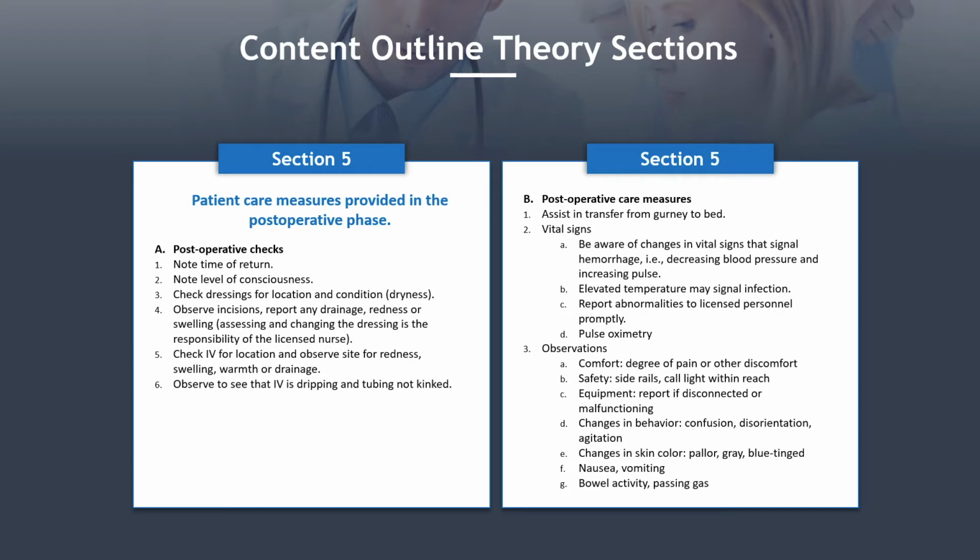Observations. Comfort, such as the degree of pain or other discomfort. Safety, such as side rails, call light within reach. Equipment. Report if disconnected or malfunctioning. Changes in behavior, such as confusion, disorientation, and agitation. Changes in skin color, such as pallor, gray, or blue-tinged. Nausea and vomiting. Bowel activity, passing gas.